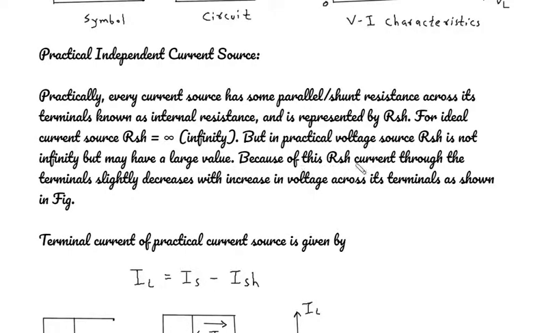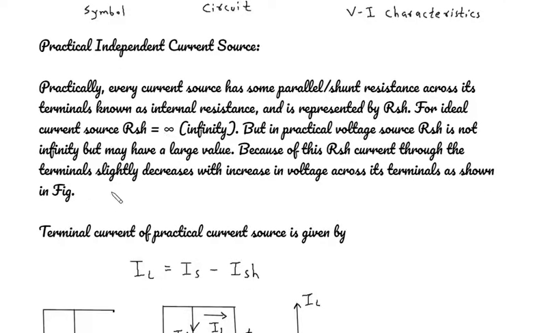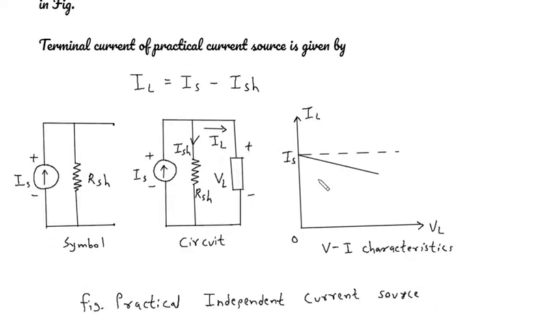Because of this RSH, current through the terminal slightly decreases with increase in voltage across its terminals as shown in figure. Here we can see as the voltage is increasing, the current Is is decreasing.